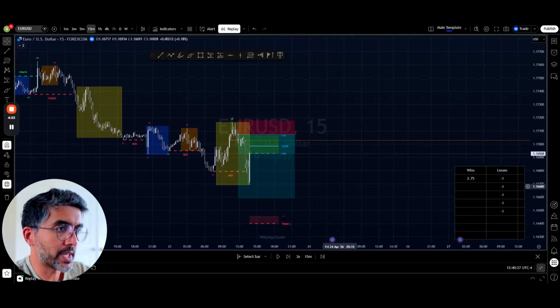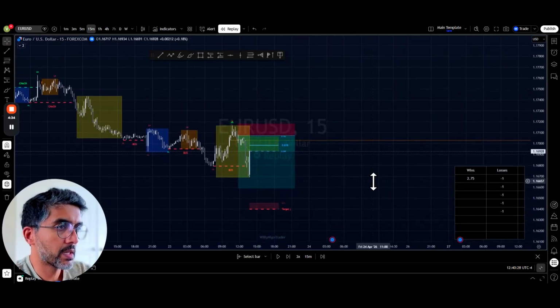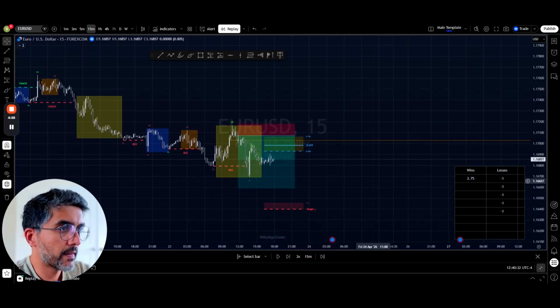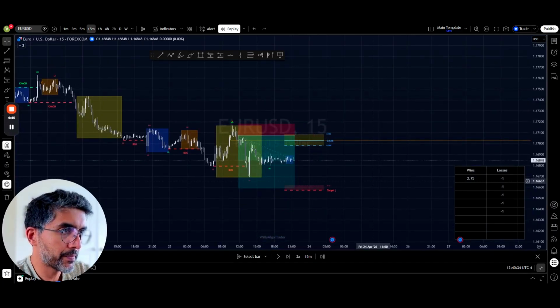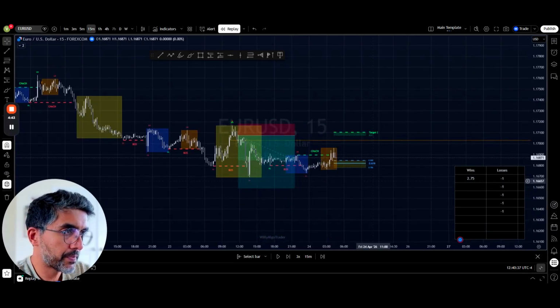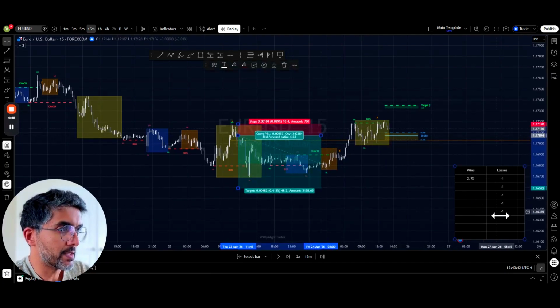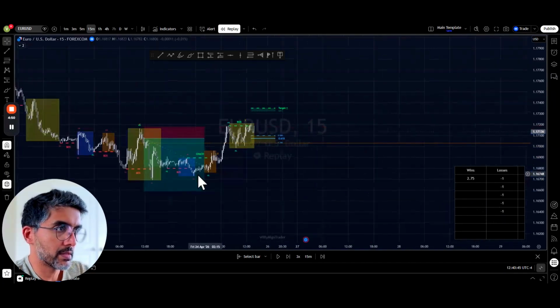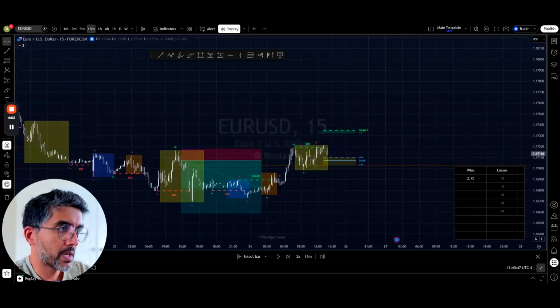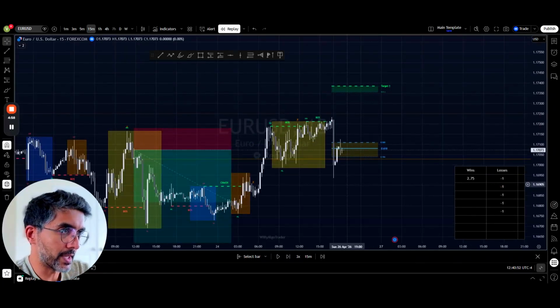All right, we'd be at break even. We're in an overnight trade now, and we get stopped out at break even. So that is a break even trade there. Since that would have been New York session, we wouldn't get into any other trades.